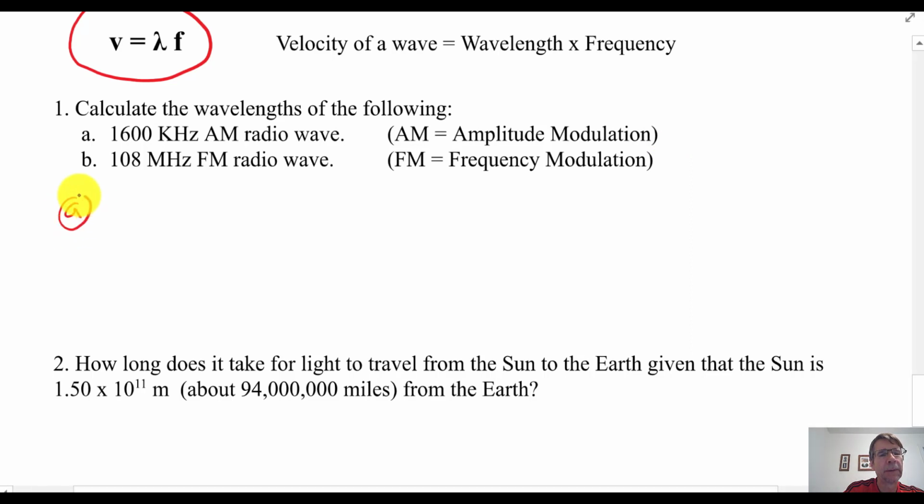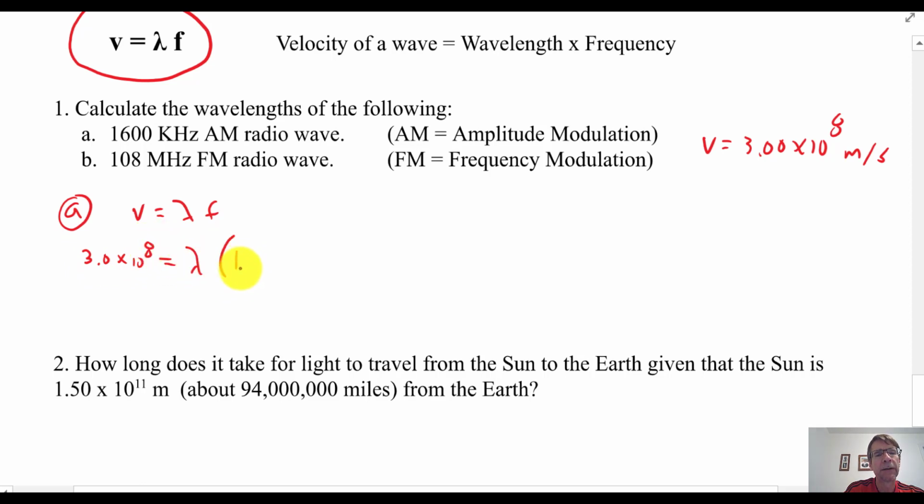But in both cases, the velocity is 3.00 times 10 to the 8th meters per second. That's the speed of light, C. I could have called that C, but I'm just plugging into V equals lambda F. So for the AM radio waves, I have 3.00 times 10 to the 8th. We're looking for the wavelength. The frequency is 1600 kilo. So it's 1600, but then kilo is 3 more zeros, so it's 1,600,000. If you do the easy division there, you get 190 meters.